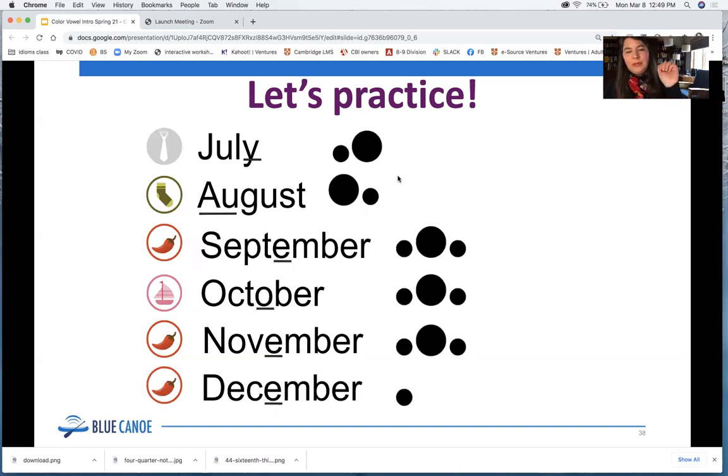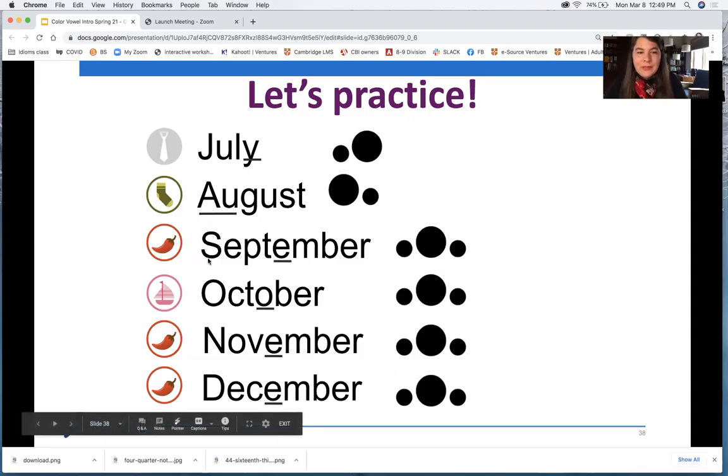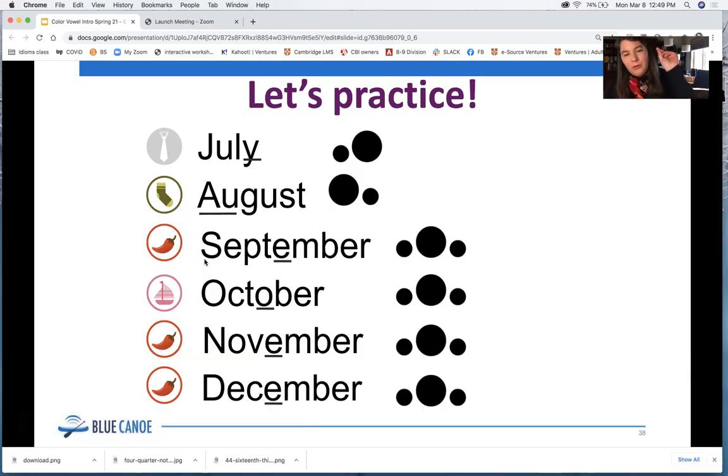Red pepper, December. Good. So you can see from these two, how do you know where the stress is? In many languages, there's an accent mark. We don't have that. With Blue Canoe and Color Vowel, I can underline and show you where the stress is. And you see how important that is. And look, these are the same patterns: September, October, November, December, even though this is shorter, right?